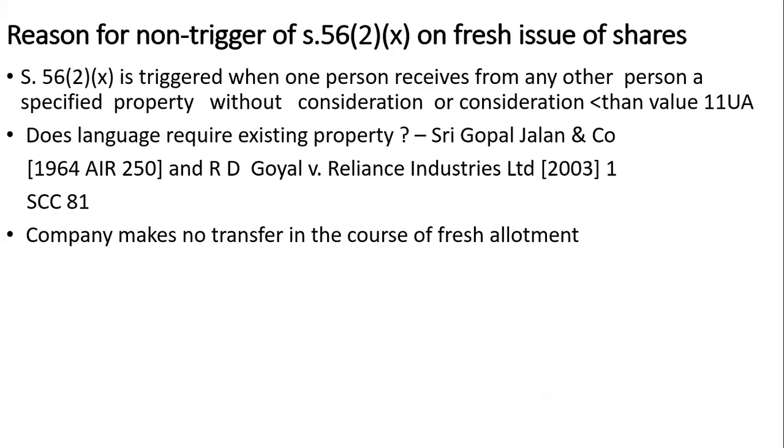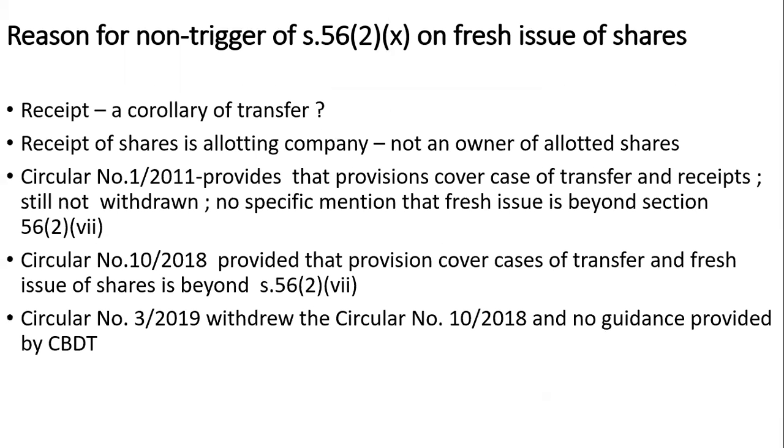So there is no transfer of anything in the case of fresh allotment. Is receipt corollary to transfer? Receipt of shares is by an allotted company, not an owner of the company. The company doesn't own the shares. Shares are owned by the members. So that will not be applicable.